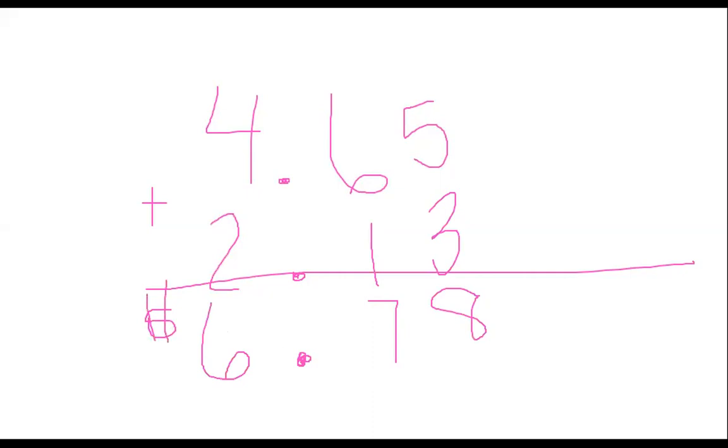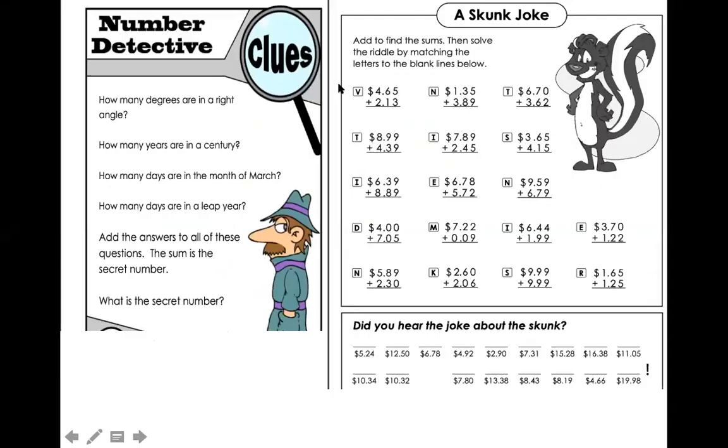Absolutely. So let's go back and look at our problem. So what I'm going to do is I'm going to find that answer down here. Do you see where that answer is? That's right, it is right here. So I'm going to take that letter, that V, and that V is going to sit on top of $6.78.